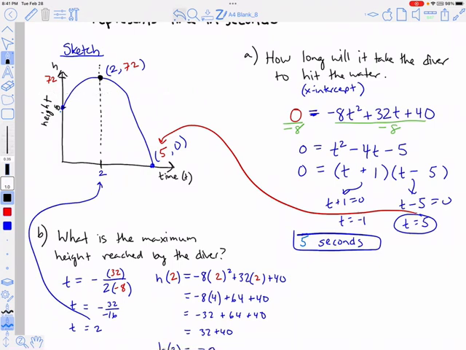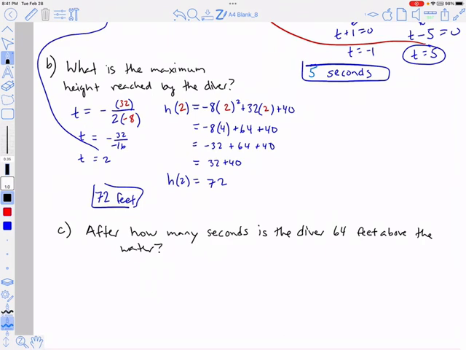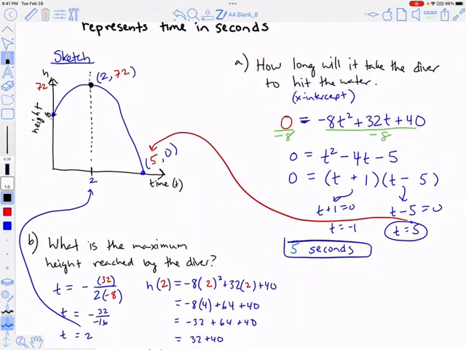But how do I find that? That's not a special point on my parabola. That's just a point. So sometimes you're going to be asked about just random points within your function. And so what you do there is you just plug in the appropriate number in the appropriate place. So sometimes we'll just plug in things for t. So for instance, I might say, how high will the diver be after 5 seconds? Oh, that's not a good one because we already know 5. How high will the diver be after 4 seconds? Well, we could just plug in 4 for t and we'd get an h out.